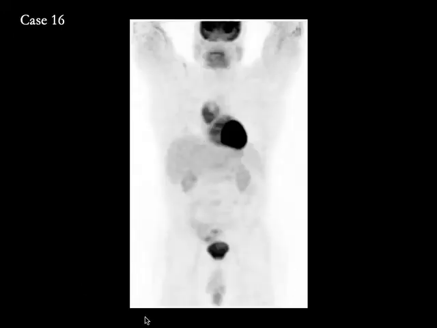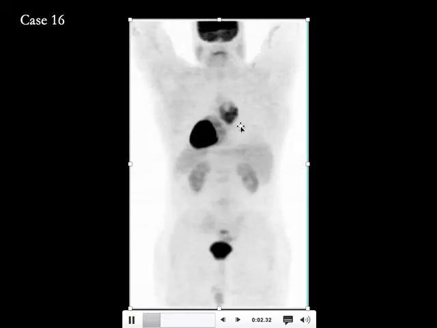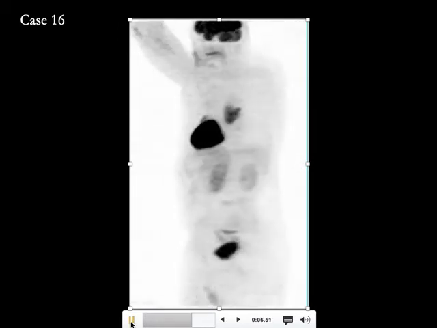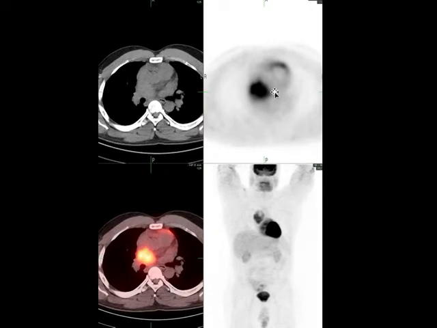Case number 16, patient presented with a mediastinal mass which showed hypermetabolism, which we see here. It was initially biopsied and then resected, but there was no evidence of neoplastic disease. There was just necrosis in this region, a large lymph node with hypermetabolism, but no evidence of neoplastic disease.